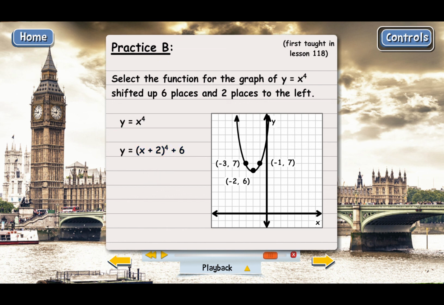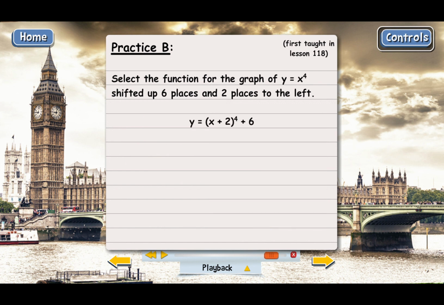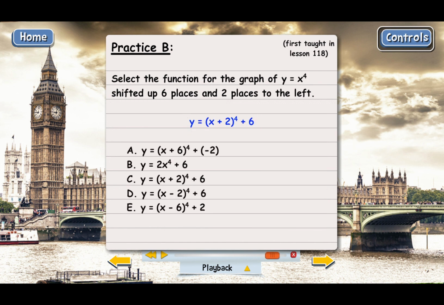Now let's bring back those choices that we started with. This is the equation that we got, the function, and going through the choices, here's the answer that we came up with right here. And so the answer to this problem is choice C.